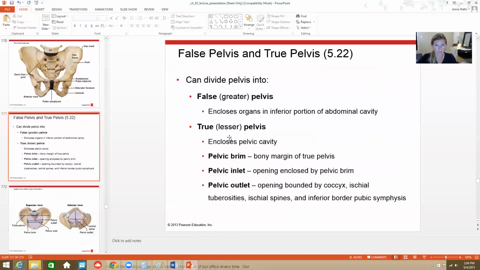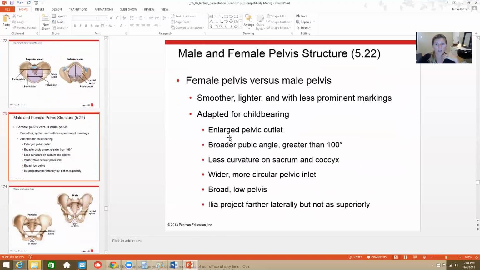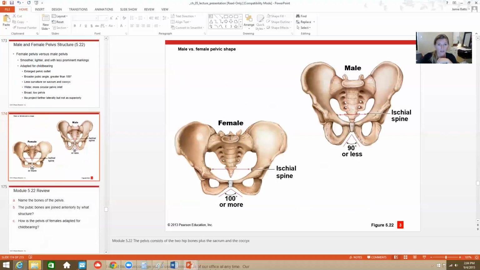And moving beyond false pelvis and true pelvis, you should know the difference between a male and female pelvis. Females obviously have a wider pelvis for childbearing, broader angle, less curvature to the sacrum and coccyx, so it doesn't curve inward, it stays outward. Men have more of an inward curve to the sacrum and coccyx, a very low pelvis and wider iliac flare.